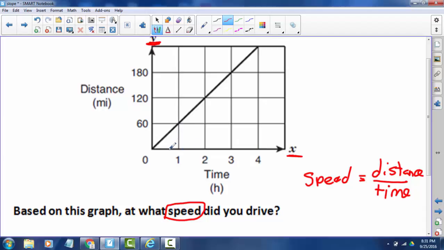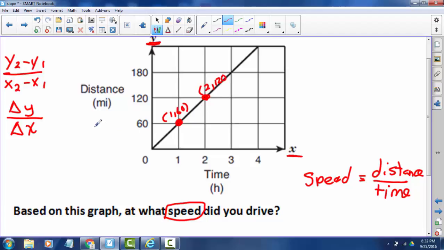Okay, so we can use our formula, right, which said that y2 minus y1 divided by x2 minus x1, or we could say the change in y divided by the change in x. Whichever formula you want to use. If you don't want to use a formula, you can come over and count it out. Okay, so if we're using the formula, we need points. So I'm seeing a point here and a point here because it's going through the corners of those grids. So that point is (1, 60), and this point is (2, 120). So my change in y was 60 to 120.